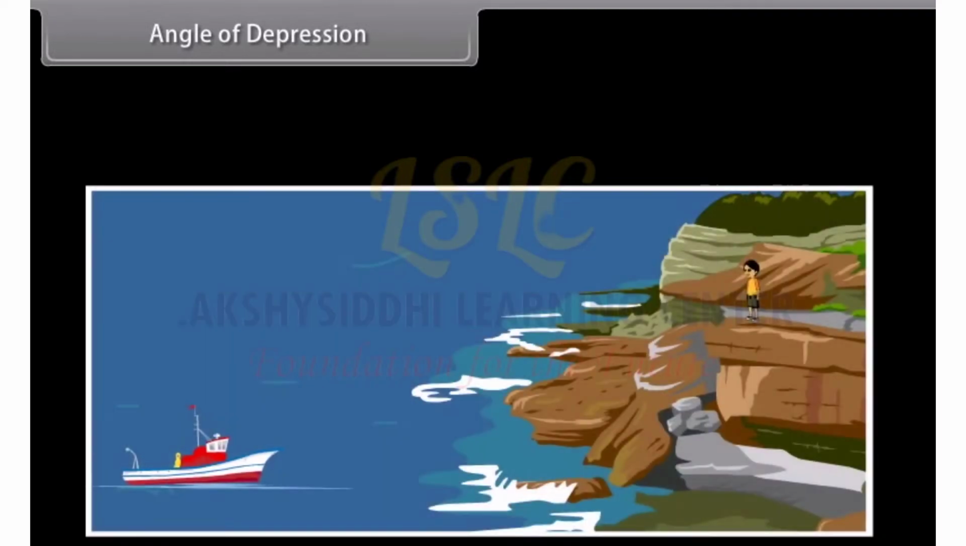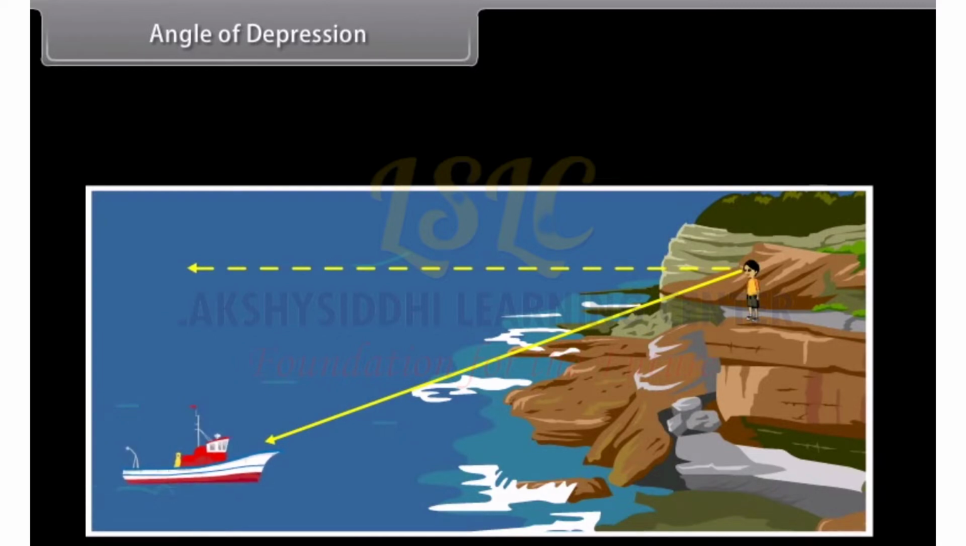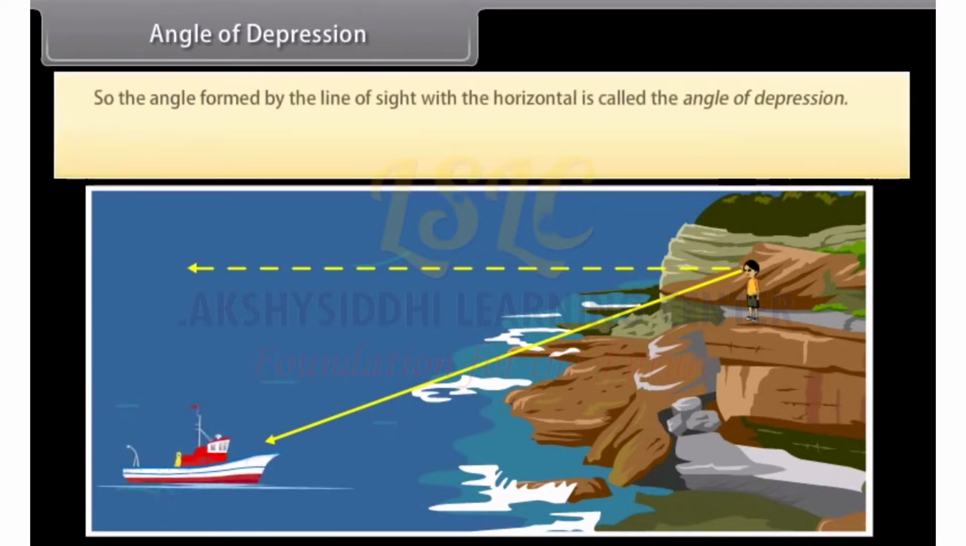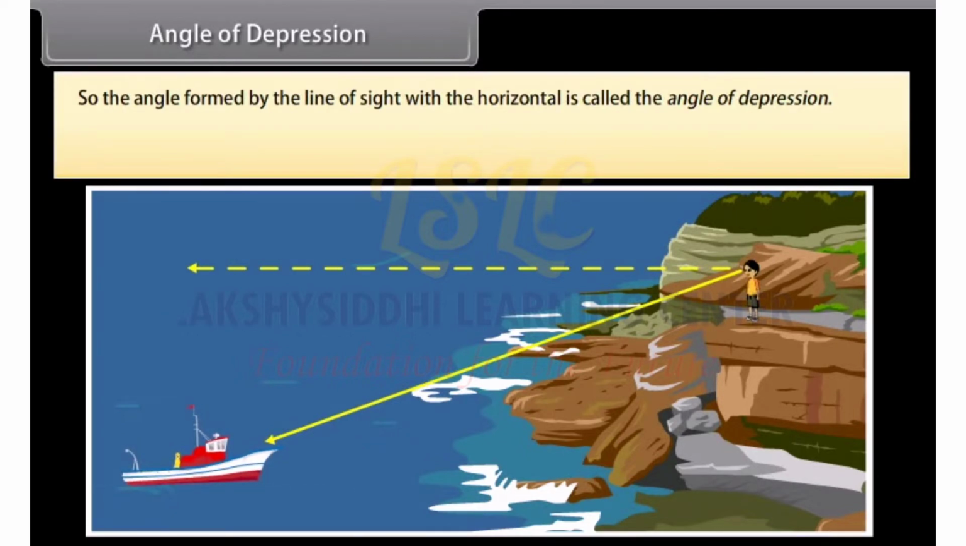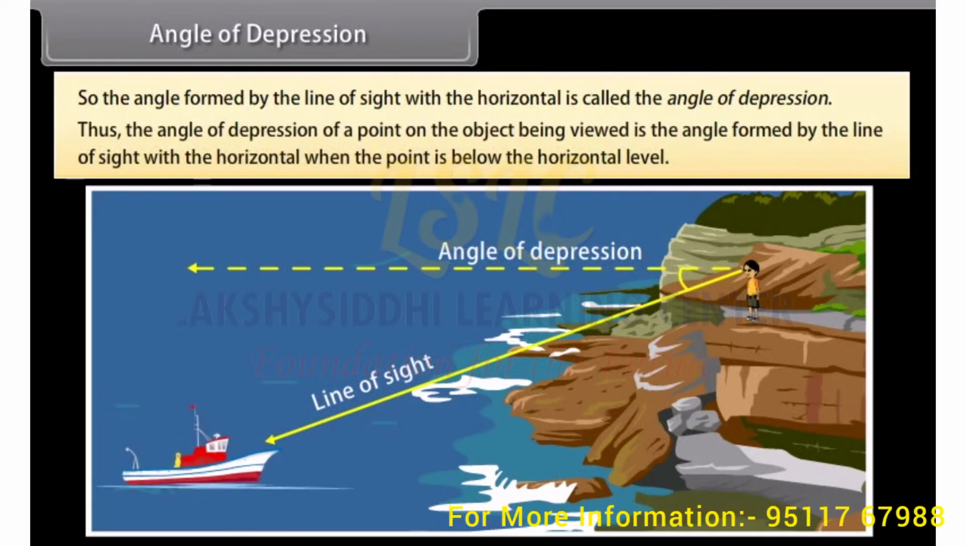Angle of depression. Now consider the situation when a boy is standing at the cliff and is looking down at the boat. Here the line of sight is below the horizontal level. So, the angle formed by the line of sight with the horizontal is called the angle of depression. Thus, the angle of depression of a point on the object being viewed is the angle formed by the line of sight with the horizontal when the point is below the horizontal level.